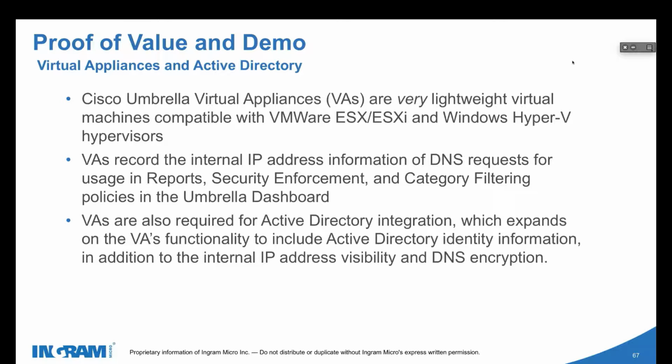Virtual appliances and Active Directory. So Cisco Umbrella virtual appliances, the VAs, are very lightweight virtual machines compatible with VMware ESX, ESXi, and Windows Hyper-V hypervisors. The VAs record the internal IP address information of DNS requests for usage in reports, security enforcement, and category filtering policies in the Umbrella dashboard. The VAs are also required for Active Directory integration, which expands on the VA's functionality to include Active Directory identity information, in addition to the internal IP address visibility and DNS encryption.